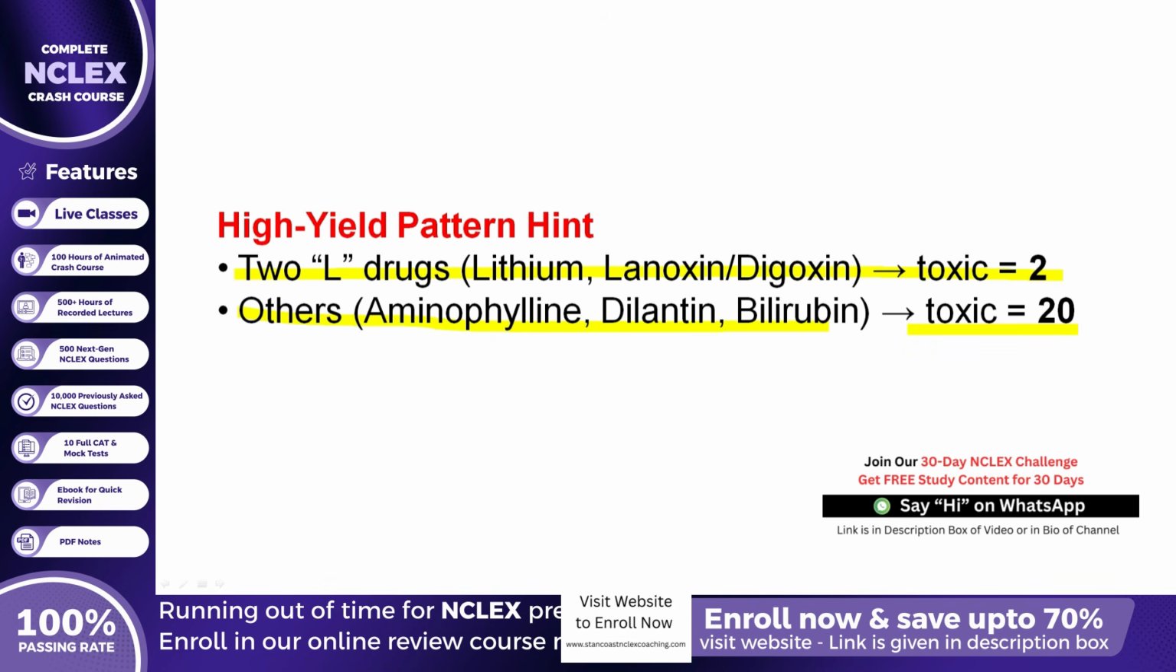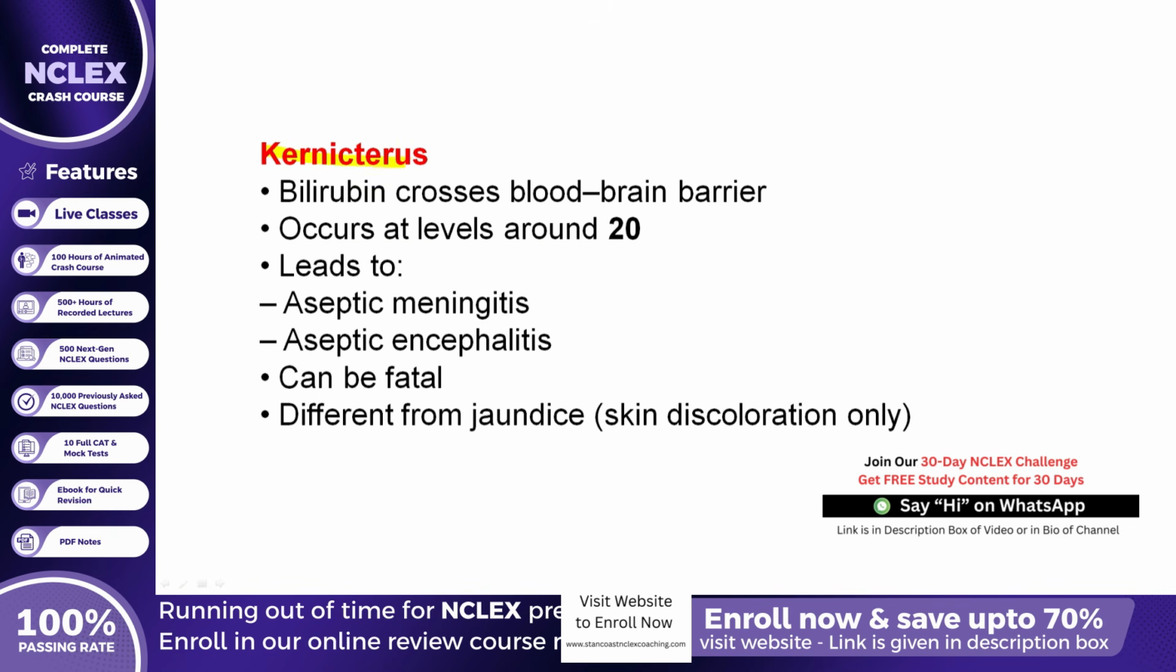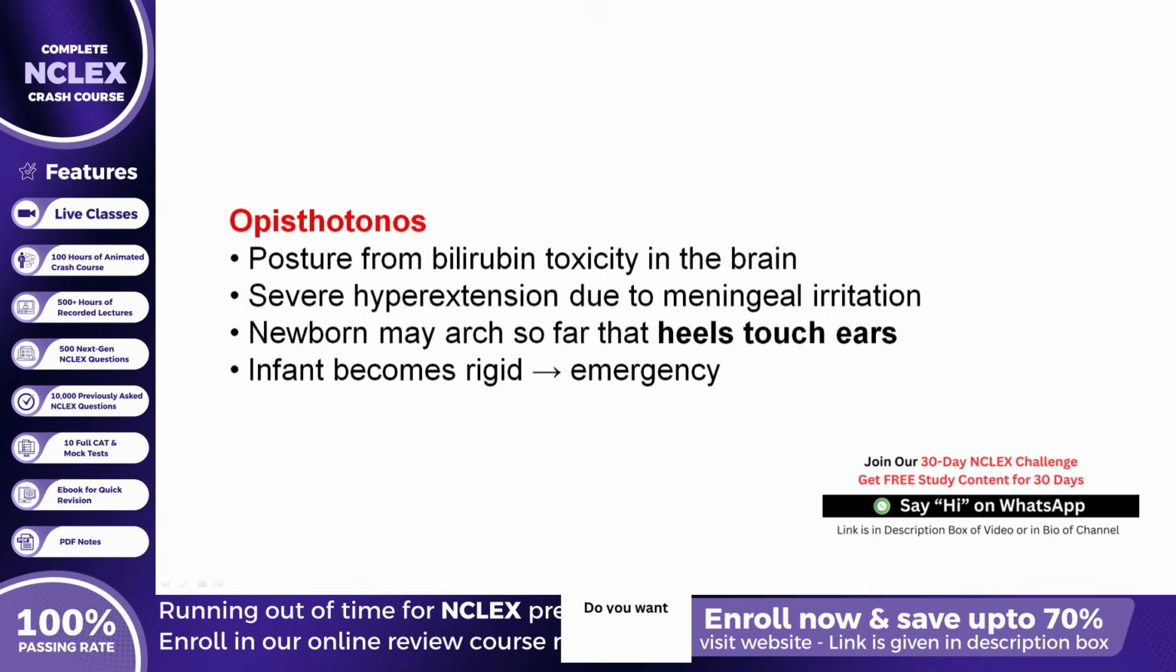Now let us talk about kernicterus, where bilirubin crosses the blood-brain barrier. This condition typically occurs at levels around 20. It leads to aseptic meningitis. It also leads to aseptic encephalitis. It can be fatal. And it is important to remember that this is different from jaundice, which refers only to skin discoloration.